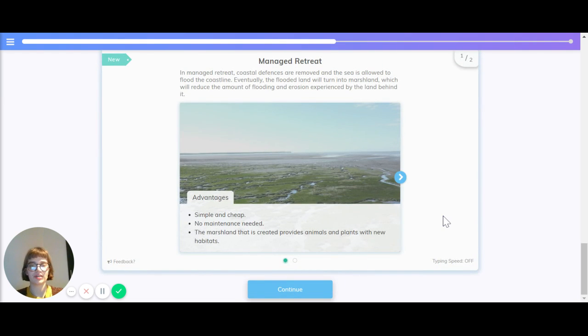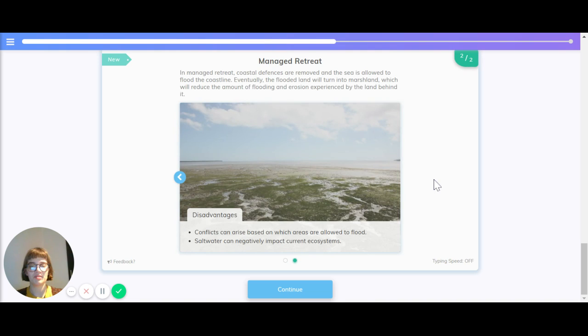Now let's have a look at managed retreat. In managed retreat, coastal defences are removed and the sea is allowed to flood the coastline. Eventually, the flooded land will turn into marshland, which will reduce the amount of flooding and erosion experienced by the land behind it. The advantages are it's simple and cheap, no maintenance is needed, and the marshland that is created provides animals and plants with new habitats. But the disadvantages are that conflicts can arise based on which areas are allowed to flood, and salt water from the sea can negatively impact the current ecosystems already there.